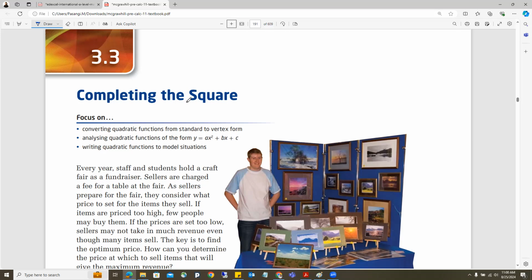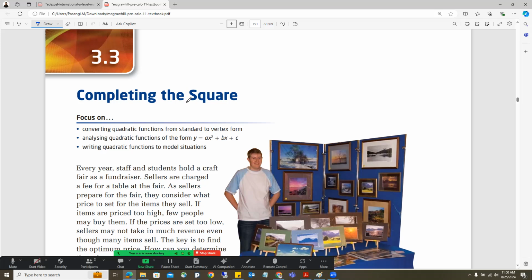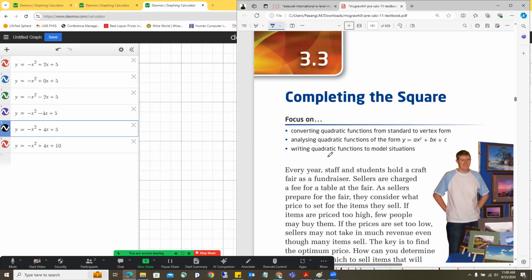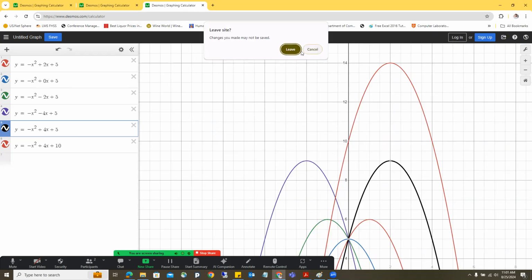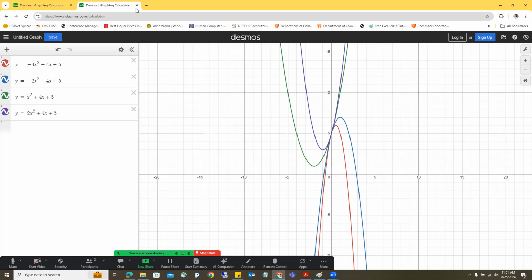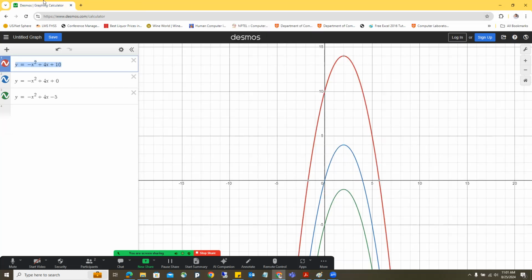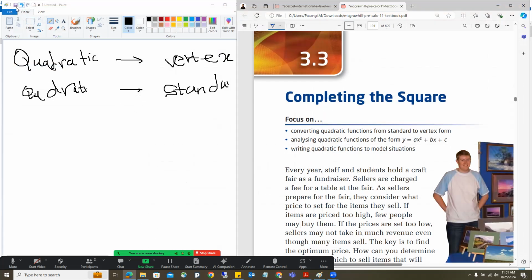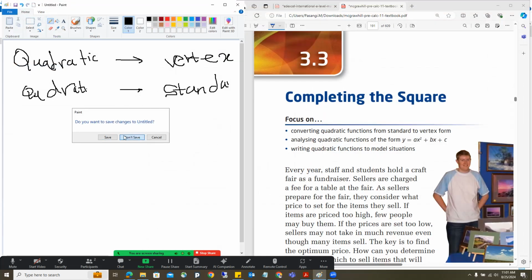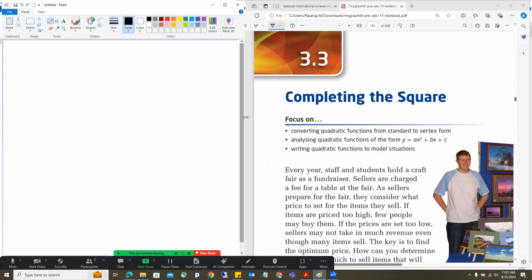Now what we are going to do here is completing the squares. If I explain simply, now this is not needed. Let me close these ones, and this one is the new one.